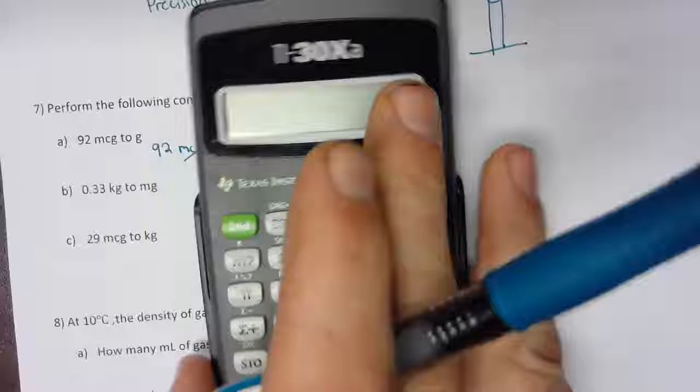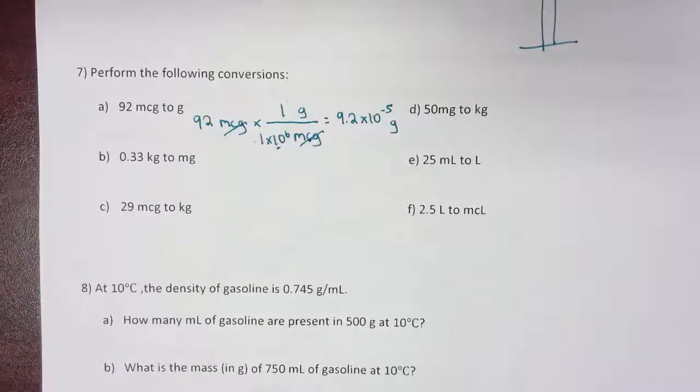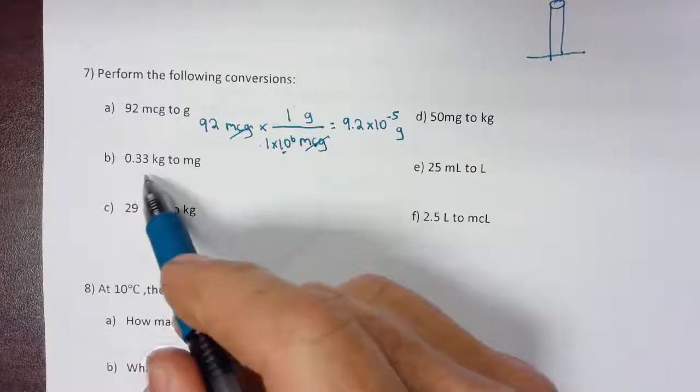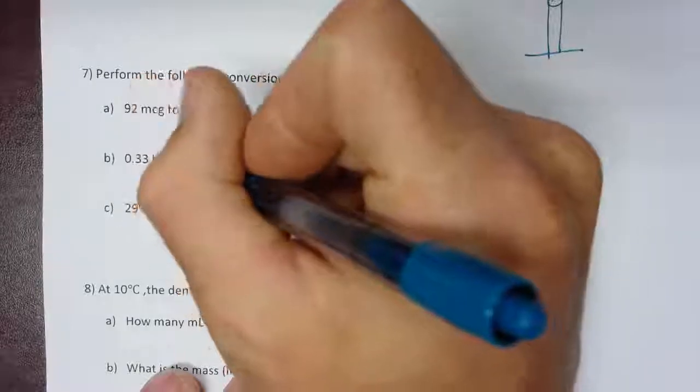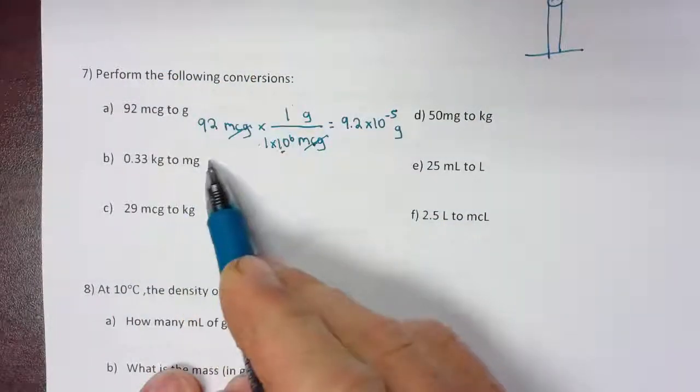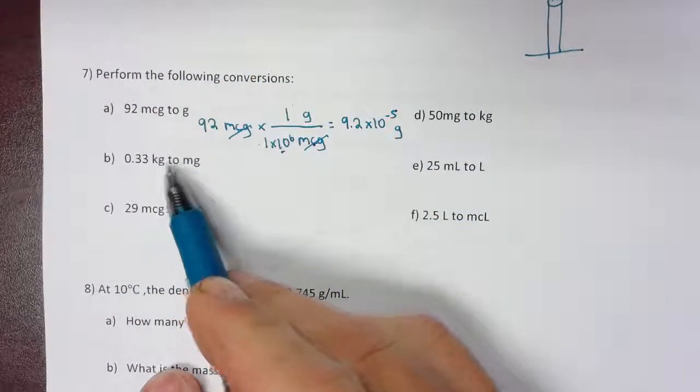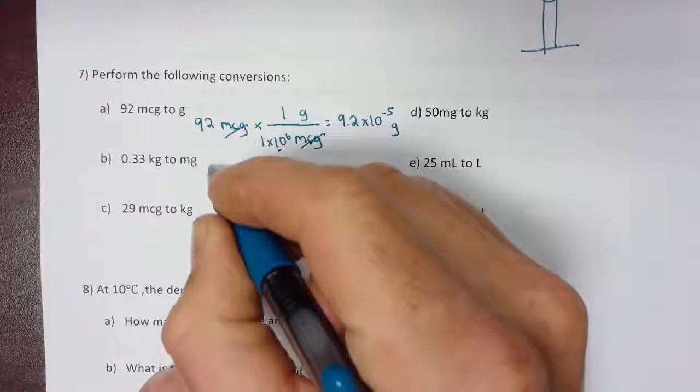Okay, all right, back to 7b. 0.33 kilograms to milligrams. In this case, we're actually going to have to go through 2 units. We don't have a direct conversion from kilograms to milligrams, so we need to go kilograms to grams to milligrams.